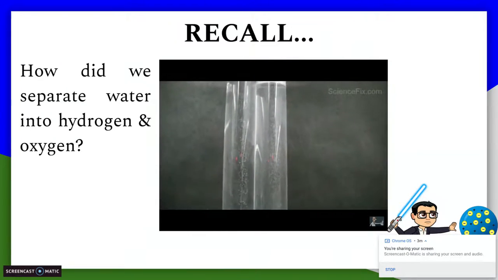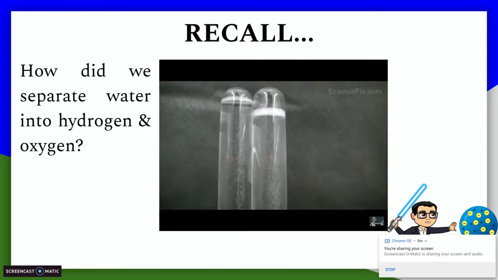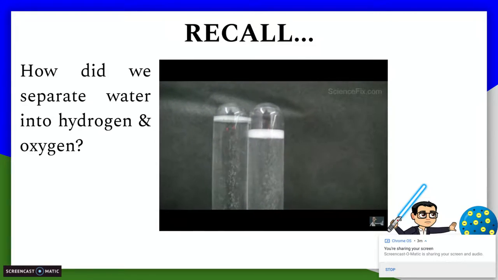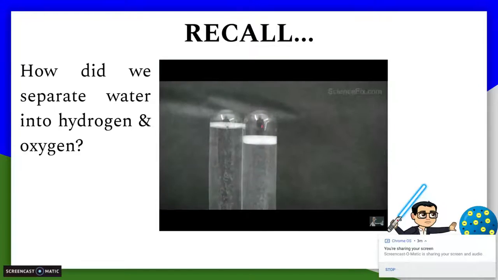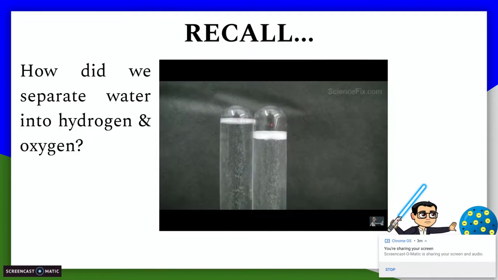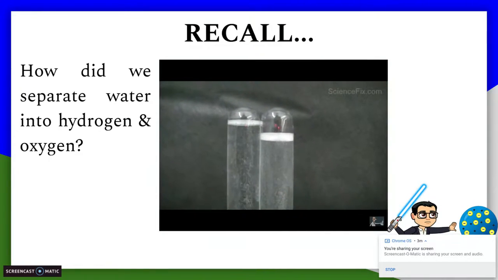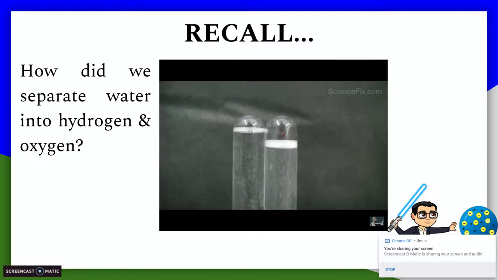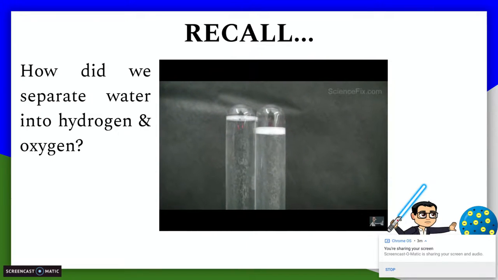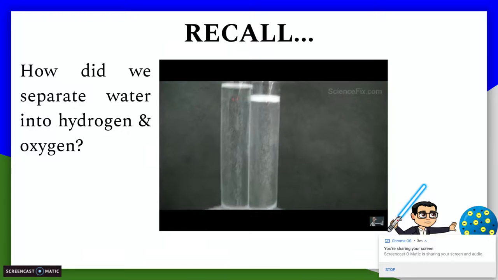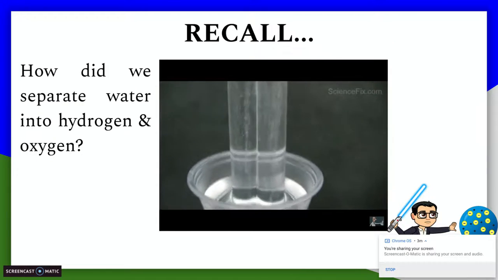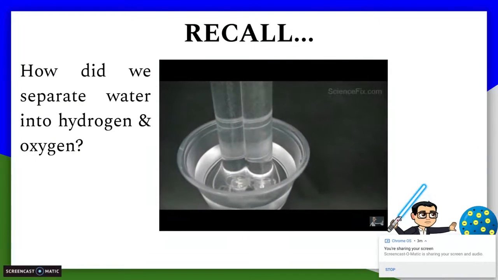Well, if you take a look at the amount of gas in each test tube, it's going to be twice as much hydrogen gas as oxygen gas. So you can see in the right test tube, twice as much hydrogen gas as oxygen gas. This is how experimenters first learned that the ratio of hydrogen atoms to oxygen atoms in water is 2 to 1. It's a 2 to 1 ratio. That's H2O.